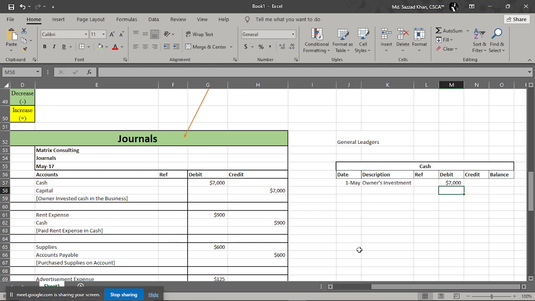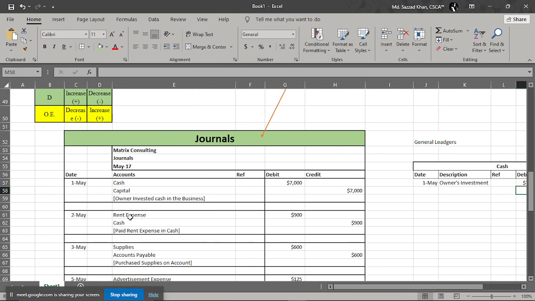7,000, right? All right. In May 2, we see cash. So we write here May 2. What is the description? Paid rent expense, right? Paid rent expense. Right, paid.